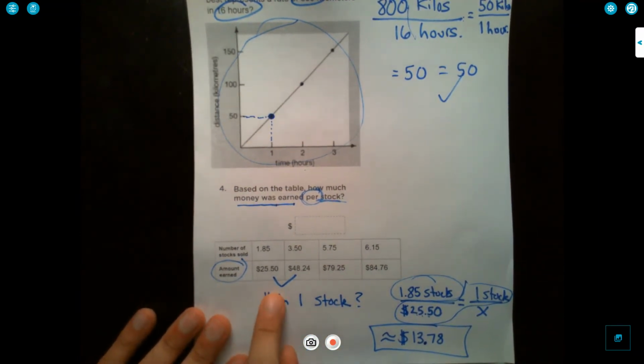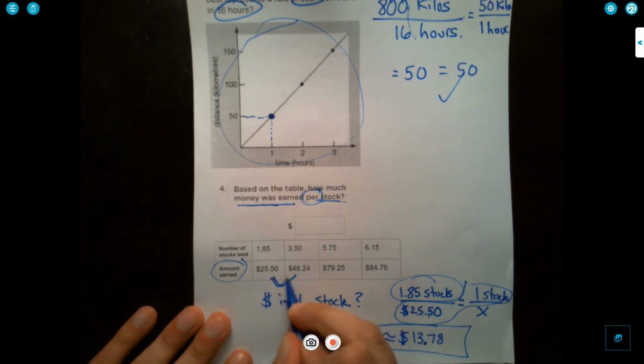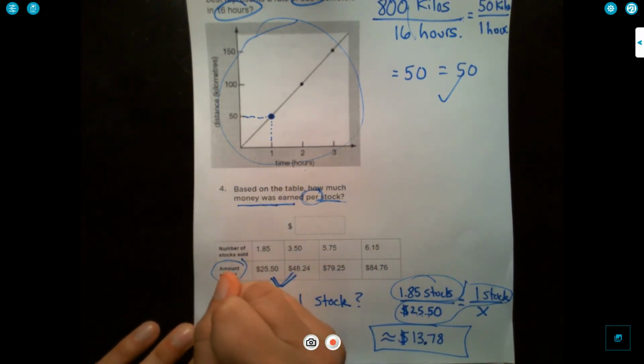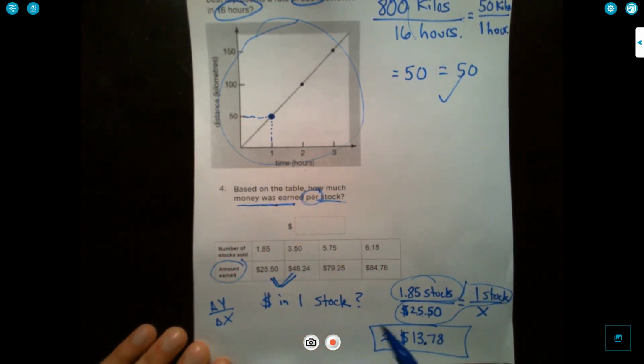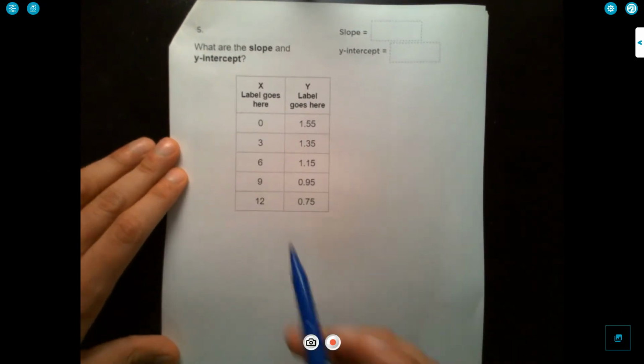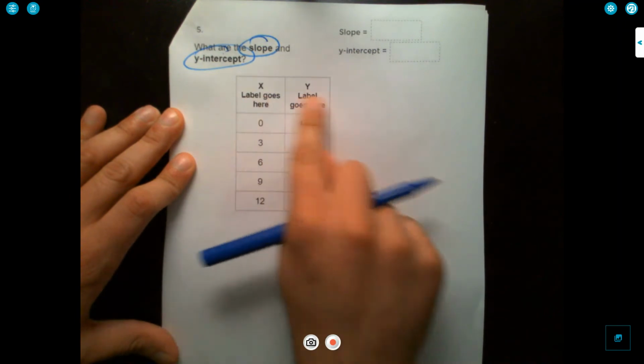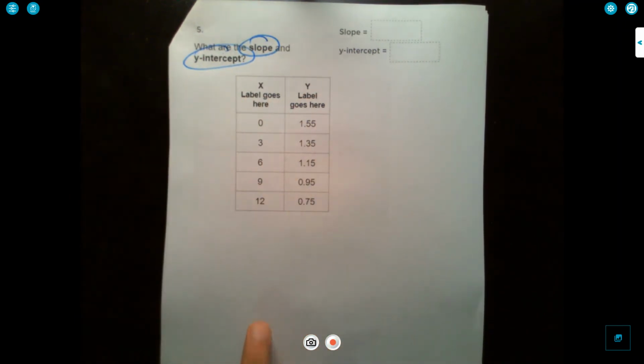So that's how you're going to do this question. Be very careful. You have to ask yourself, is it asking for slope or y-intercept? In that case, you're going to do the change in y divided by change in x. But we're not doing that this time because they just want to know a unit rate for the number of stocks. So be very careful what the question is asking for. All right, let's go on to the next one. In this case, yes, they are asking what is the slope and what is the y-intercept. So now we're going to do change in y divided by change in x.